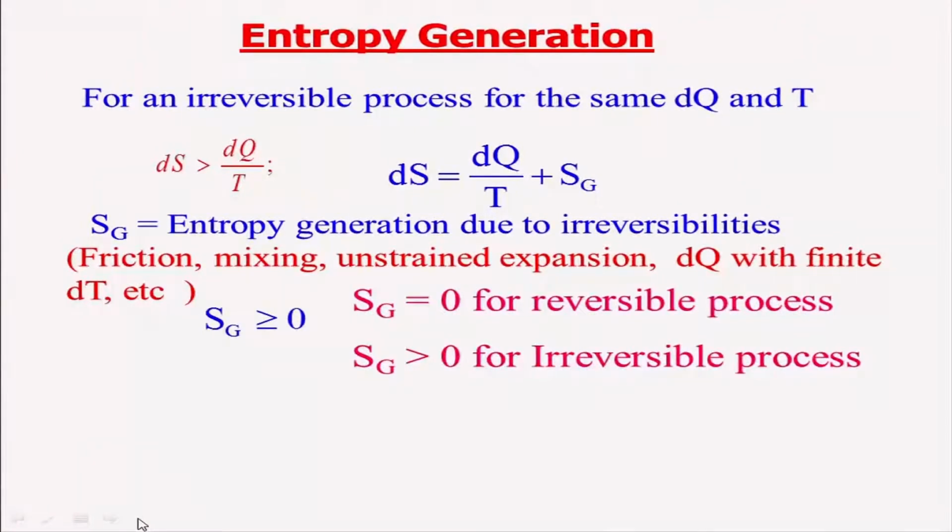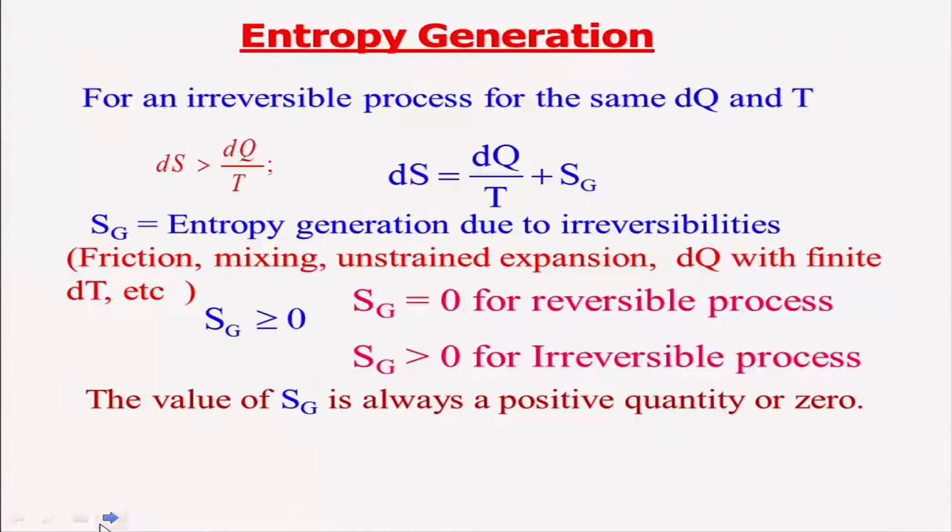So, as I told, S_g is greater than or equal to 0, and S_g is equal to 0 for a reversible process, and S_g is greater than 0 for an irreversible process. And the value of S_g is always a positive quantity, or it will be 0.